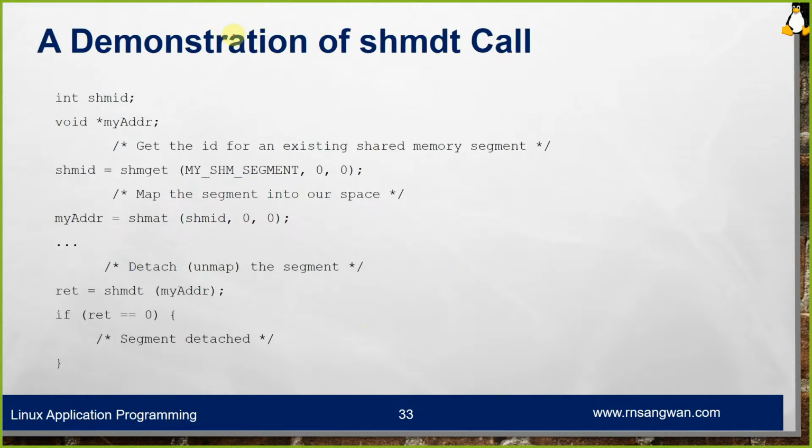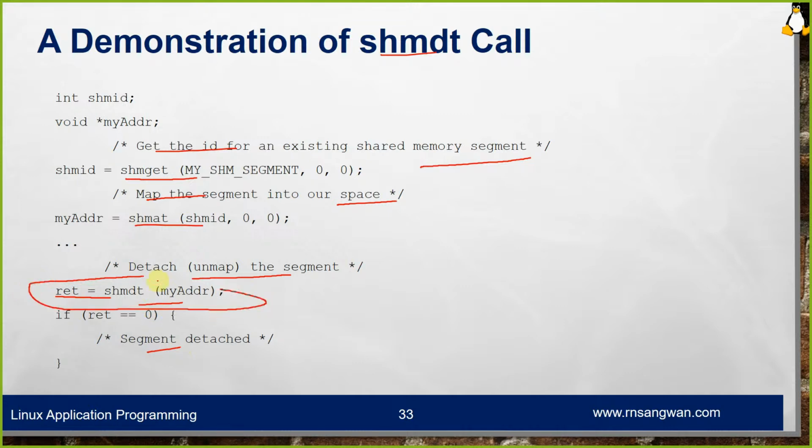This is an example demonstration of the shmdt call. We get the value, get the IDs existing, map this segment into the space, that is attaching it, then detach or unmap it. So get the address and then remove it. shmdt, my address. We just pass it and it is detached.